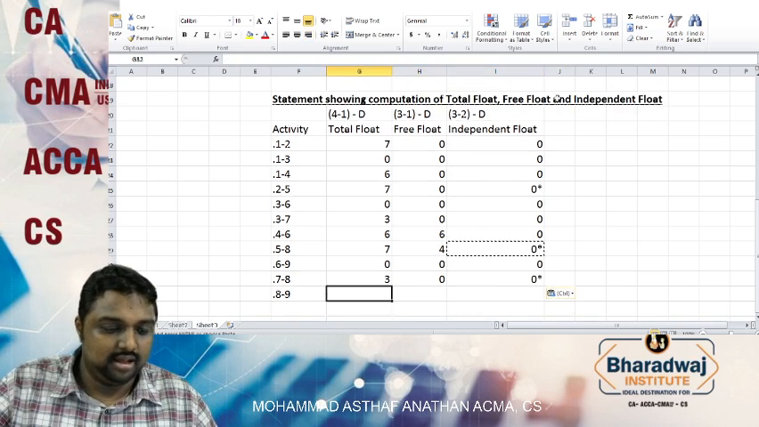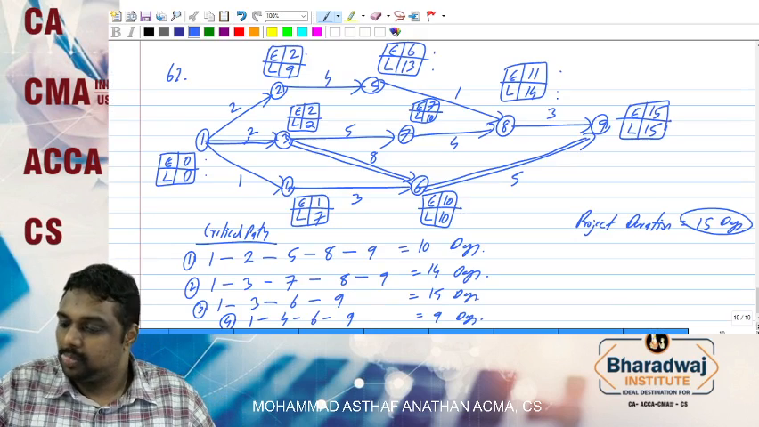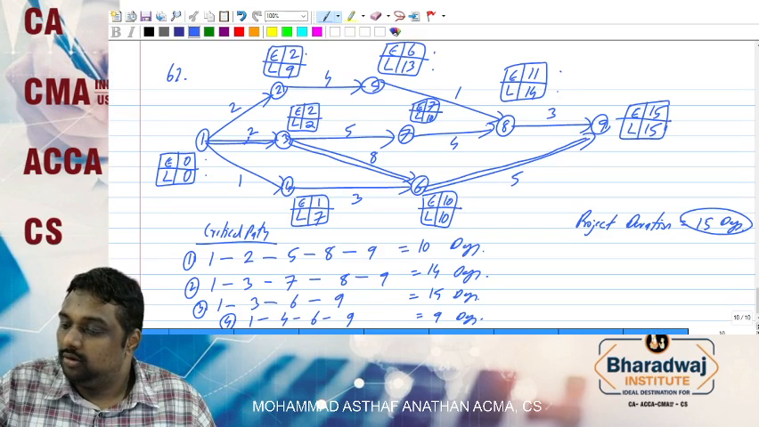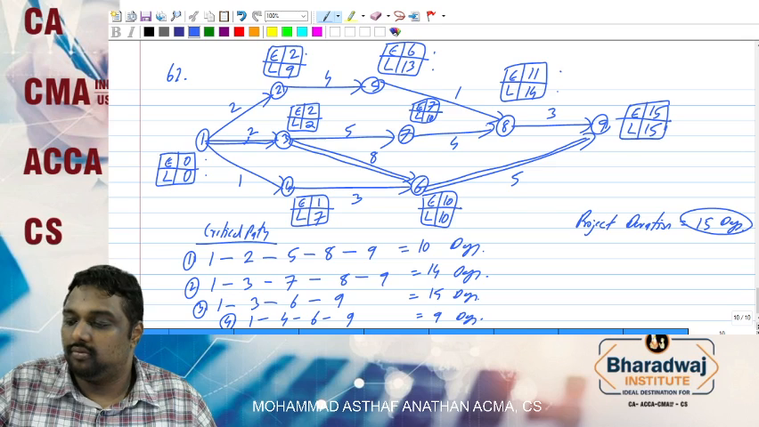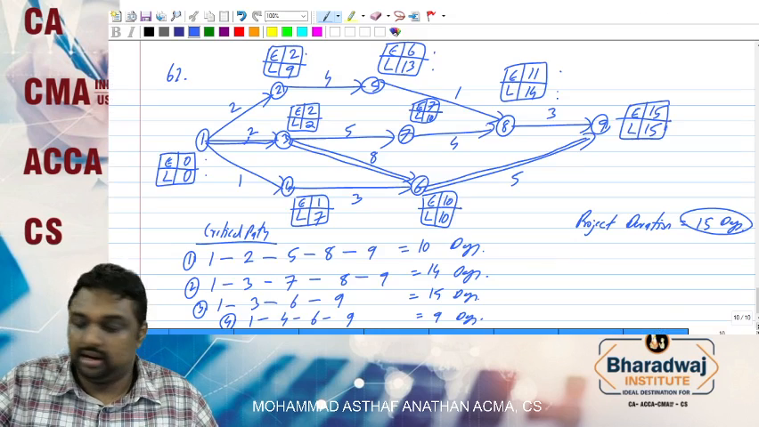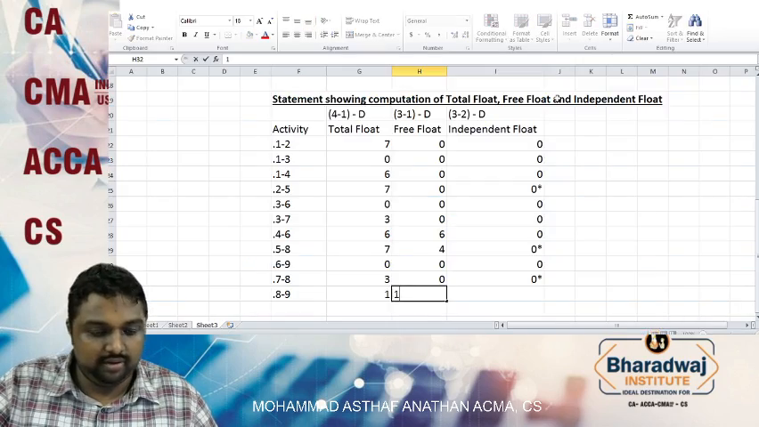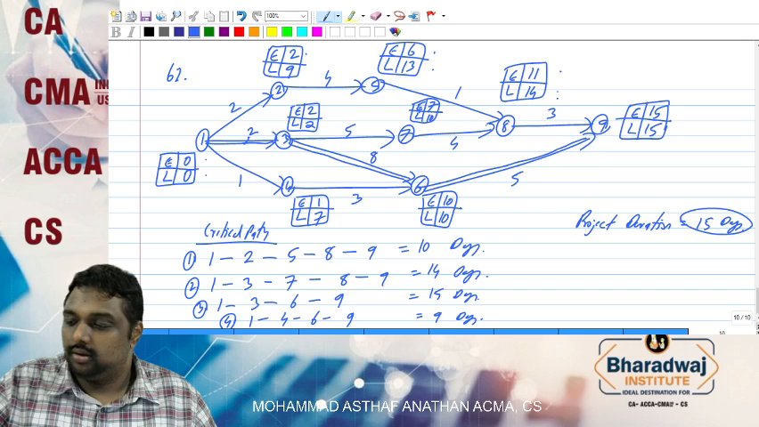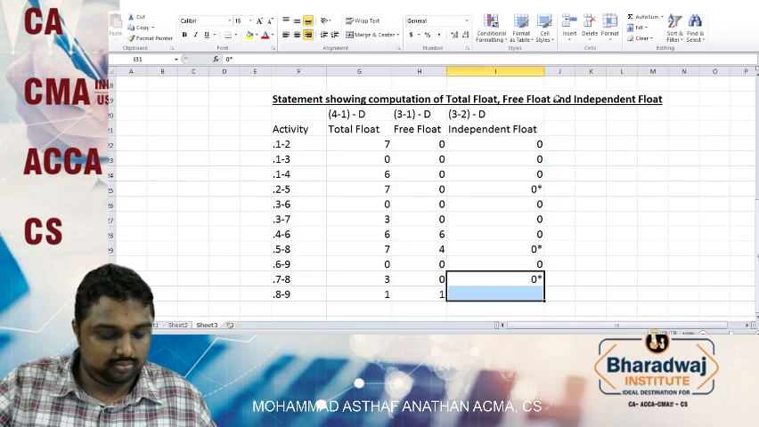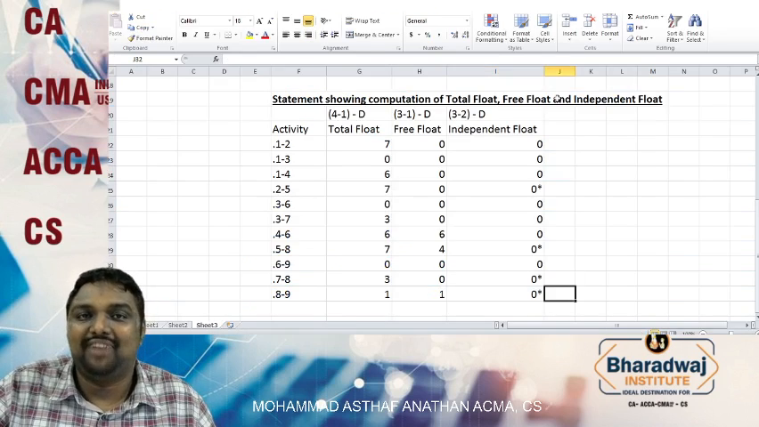How interesting. Now 8 and 9. 15 minus 4, we will have 4. We will get 1. Again, 15 minus 11, we will have 1. Here we will have 0. Copy fast.